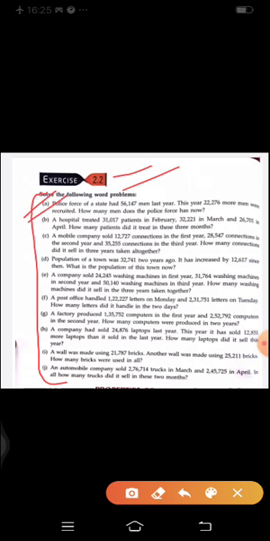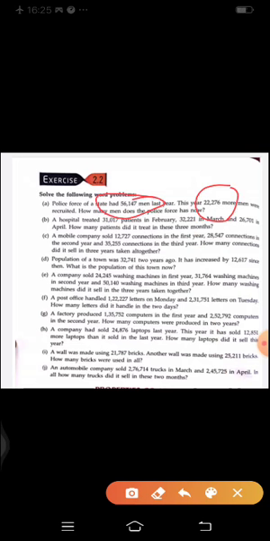Police force of a state had 56,147 men last year. एक पुलिस फोर्स में कितने थे? 56,147 लोग थे. In this year, 22,276 more men were recruited. Recruited मतलब उनका चयन कर दिया गया, उनको अपॉइंट कर लिया गया. So how many men does the police force has now? इनके कहने का मतलब ये है कि पिछले साल पुलिस फोर्स में इतने लोग थे और इस साल इतने और लोगों का अपॉइंटमेंट कर लिया गया है. तो टोटल कितने लोग हो गए? हम इन दोनों डिजिट्स को जब ऐड कर देंगे तब we will find the total number of policemen.